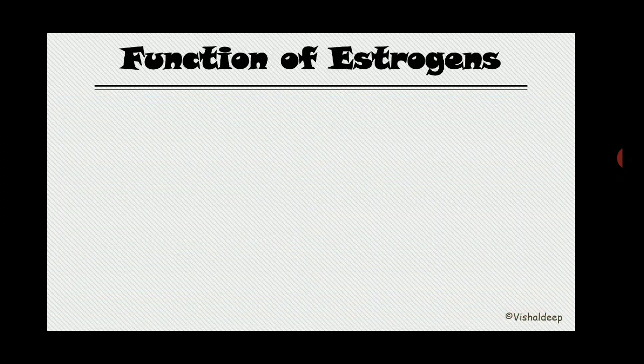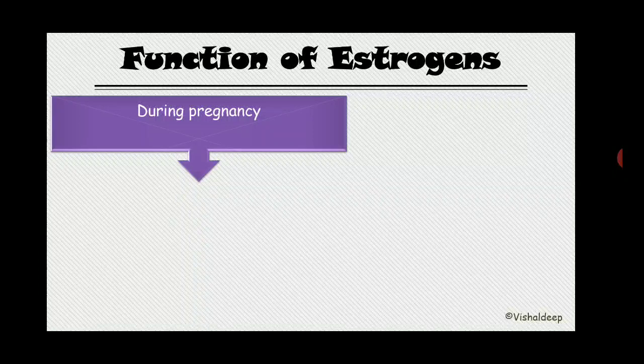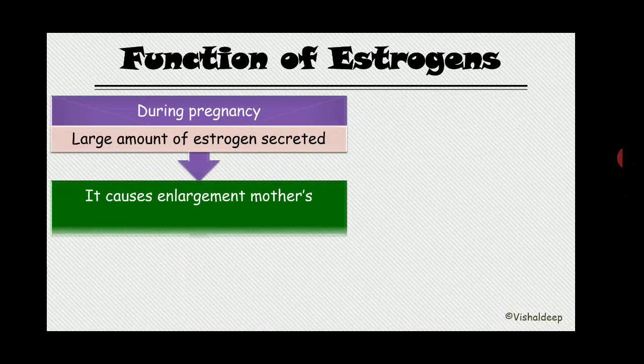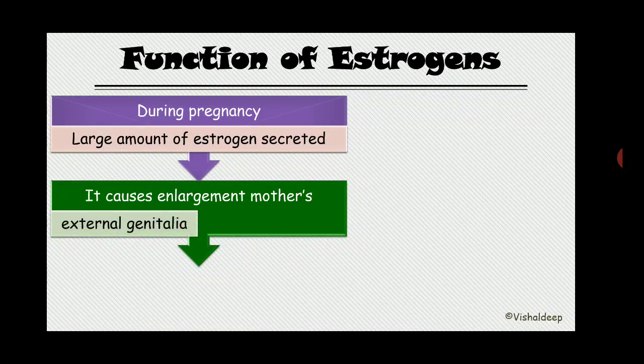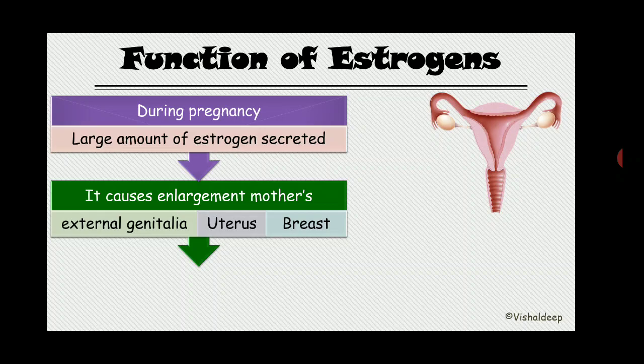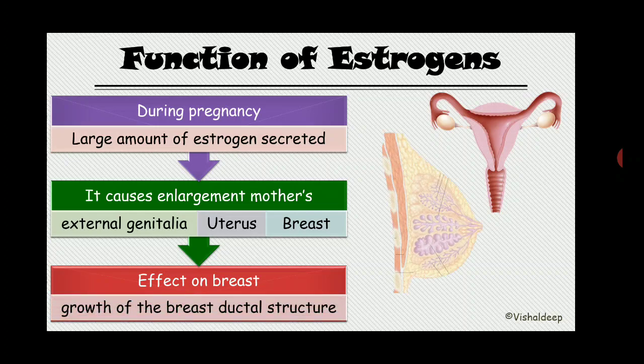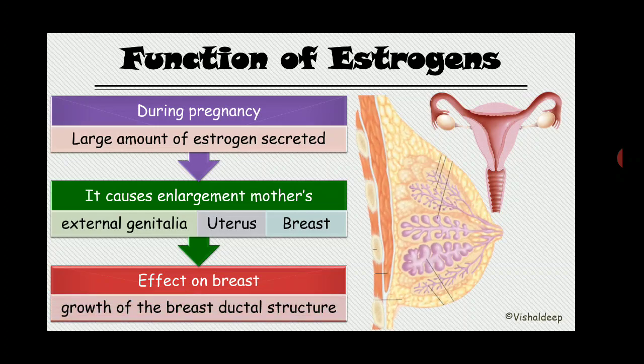As far as the function of estrogen is concerned, you already know the function of estrogen. The same function you have to write down over here. During pregnancy, a large amount of estrogen is secreted. It causes the enlargement of the mother's external genitalia, then the uterus, and finally the breast. Now what is the effect of estrogen on the breast? Estrogen is basically responsible for the ductal structure of the gland. It causes the development of the ducts of the breast.